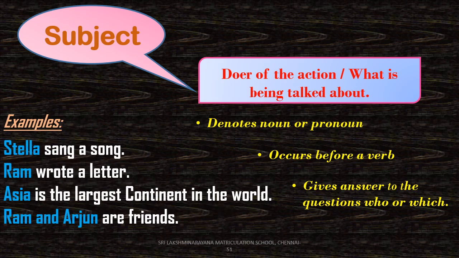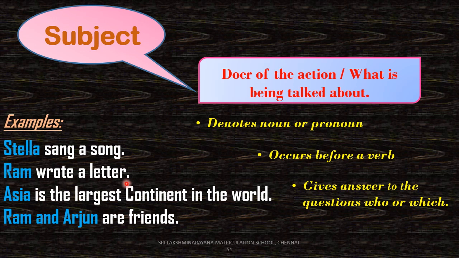Stella sang a song. Ram wrote a letter. Asia is the largest continent in the world. Ram and Arjun are friends. In the first sentence, Stella sang a song. Who does the action singing, children? Yes, it's Stella. You ask a question to the sentence, who sang a song? It's Stella. So Stella is the subject.